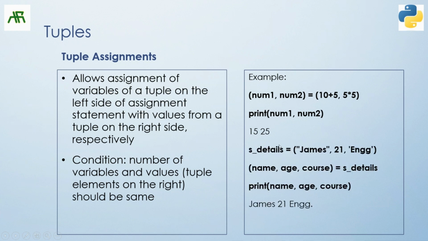Another way of achieving assignment is to create a tuple variable and assign the values with the tuple elements on the right side, and then assign the tuple variable to values of the tuple on the left side. As we see here, we have s_details as the variable for this particular tuple of values or elements, and then I am assigning the variable to name, age, and course.